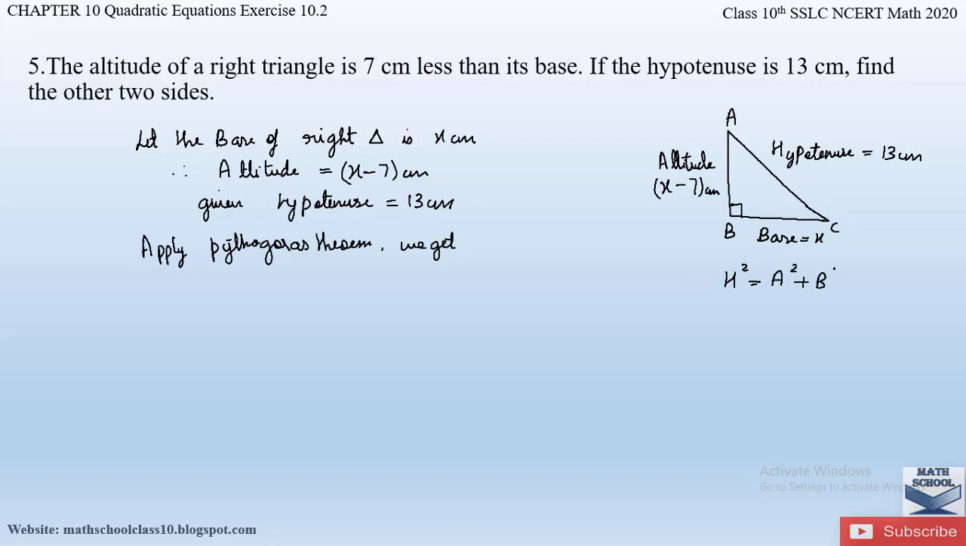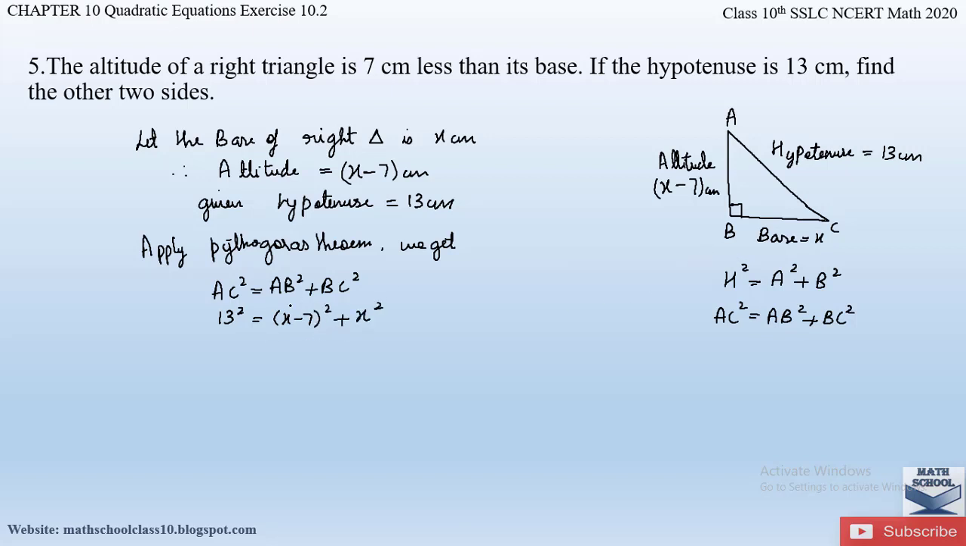According to the Pythagoras theorem, the hypotenuse square is equal to the altitude square plus the base square. The hypotenuse is AC, so AC square is equal to the altitude AB square plus the base BC square. This is the Pythagoras theorem. So AC square is 13 square, which is equal to AB square, x minus 7 the whole square, plus BC square, x square.